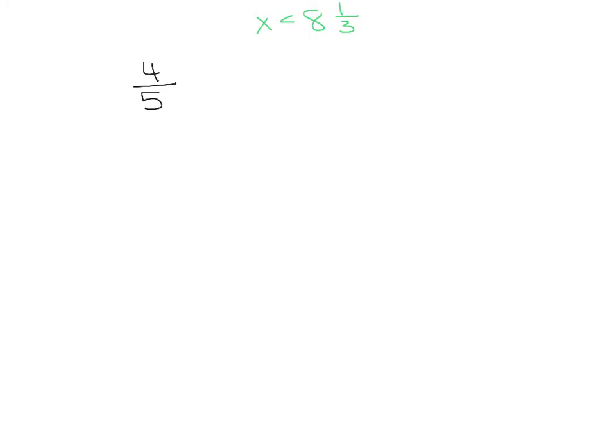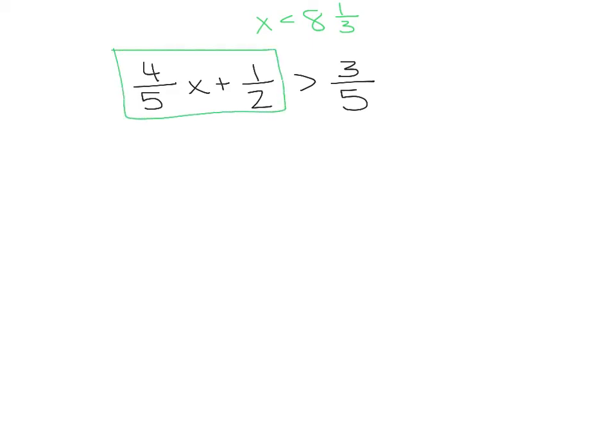Okay, next problem. Sorry. 4x plus 1/2 is greater than 3/5. Why you gotta do this and not be common denominators? Okay. First thing we gotta do is we have to get x by itself, so we have to subtract 1/2 from both sides.